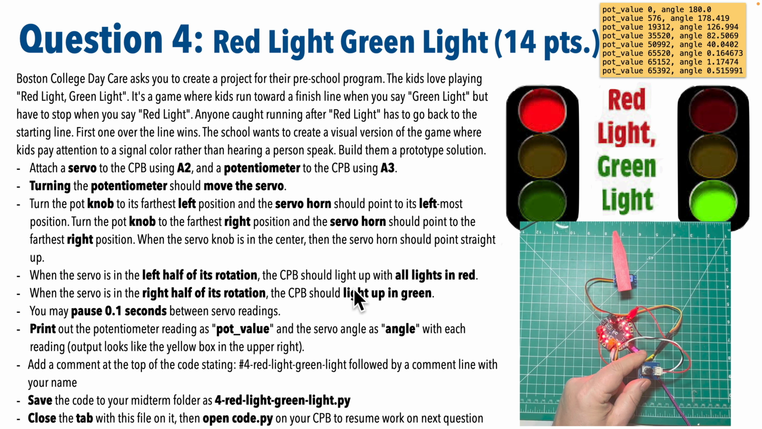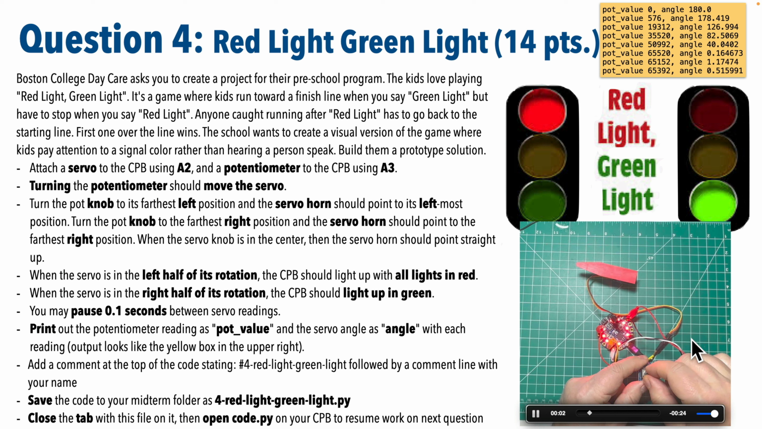So again, when you turn to the left, all the lights should light up red. If you turn it to the right, all the lights should light up green. You also want to print out the potentiometer value and the angle as well, so we can see that. And this is what it should look like if we have things working. So we're turning to the left now. You can see that we're red. And when we cross the center line, we turn green. Cross that center line, we turn green, red, green, red. So again, that's how this works.